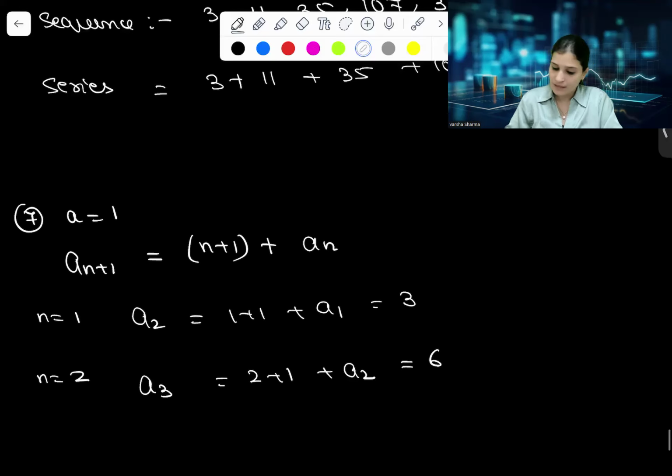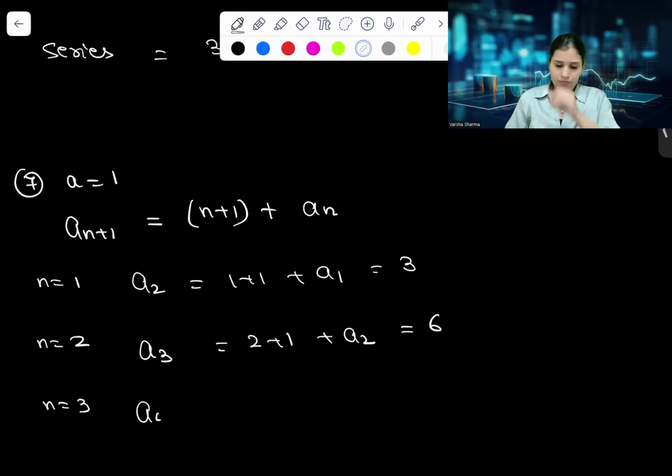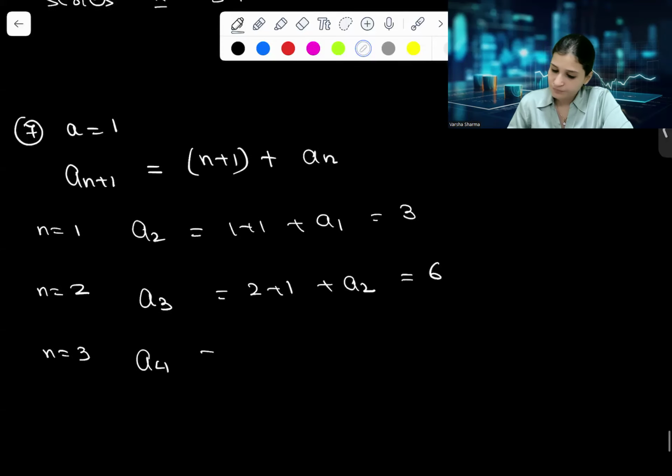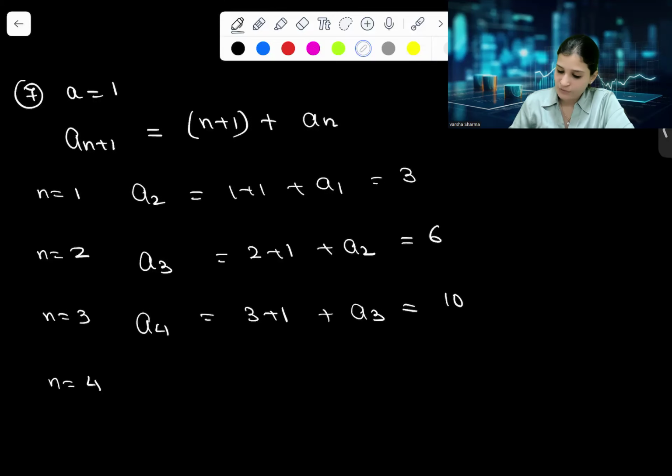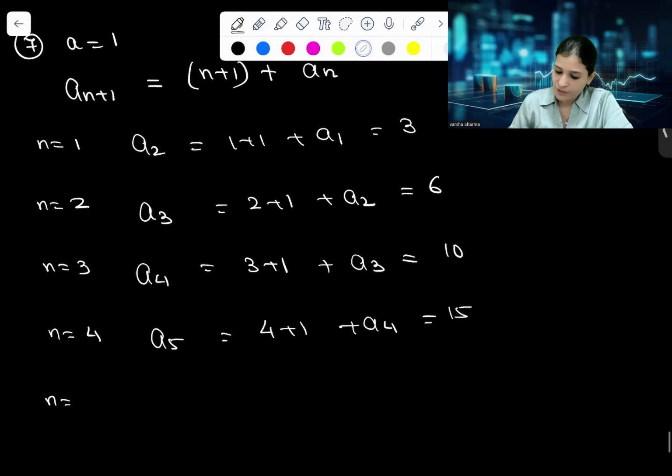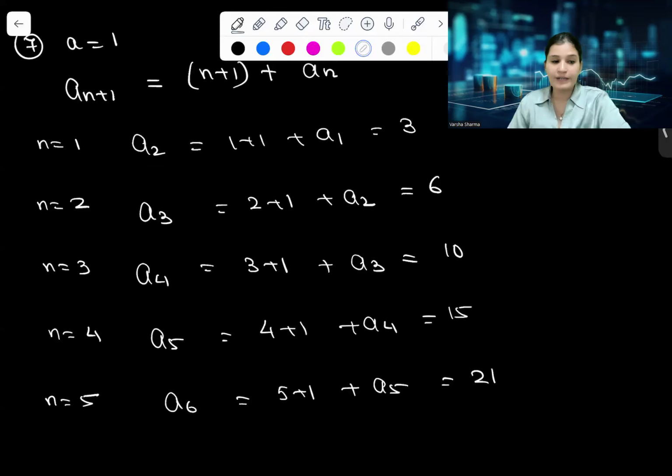Answer would be 6. N equal to 3, A4: 3 plus 1 plus A3. 3 plus 1, 4. 4 plus 6, 10. N equal 4, A5: 4 plus 1 plus A4. This will be 15. N equal 5, A6: 5 plus 1 plus A5. 6 plus 15, 21. Agreed? So our 6th term is 21. Any problem till here? No, ma'am.